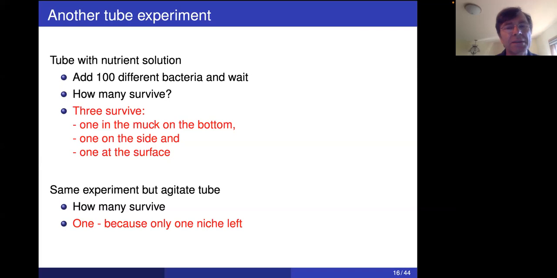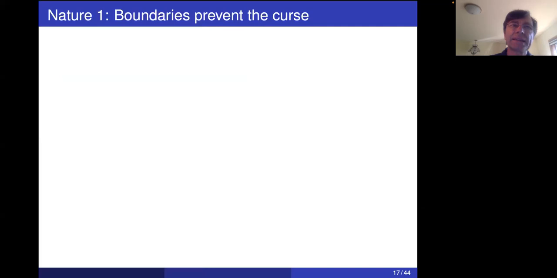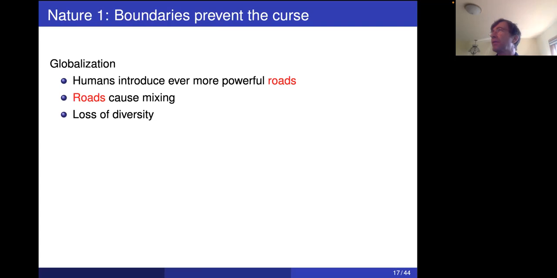And this is the first trick by nature. You don't have this arbitrary mixing. You have boundaries. You have mountain ranges. You have all kinds of places that are totally protected where you can hide and where there's a subpopulation. So boundaries prevent the curse. But with globalization, we introduce more powerful connectors. We introduce the mixing. The roads, in the world of information theory, would be the internet. In the world of economy, it would be trade routes. In the world of biology, it would be ships traveling and carrying red ants everywhere around the world, et cetera. Because of that mixing, we are causing essentially a die out.